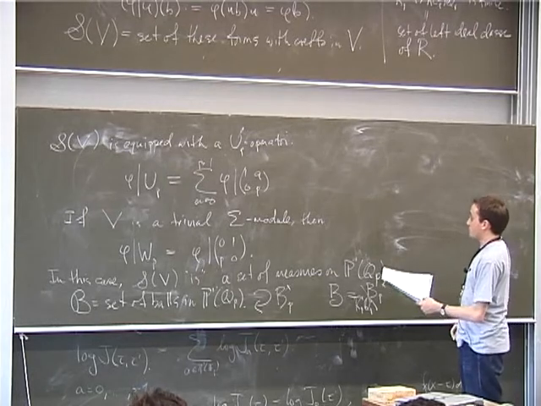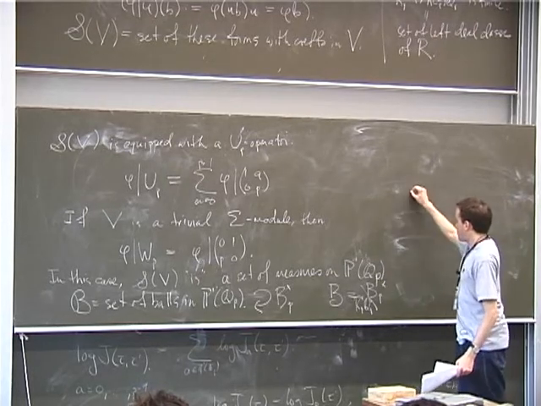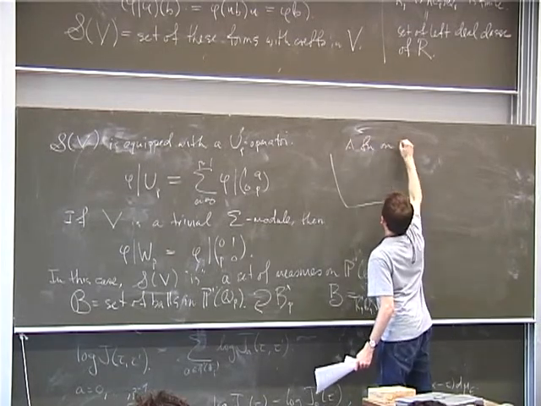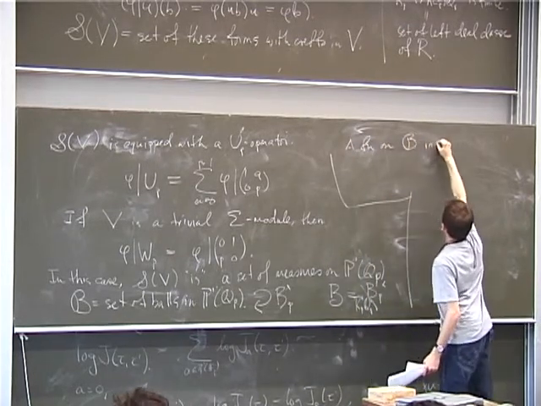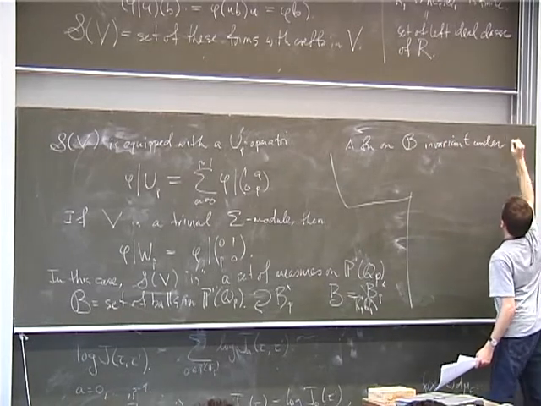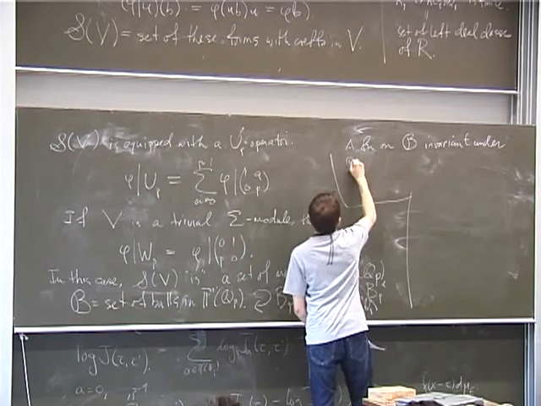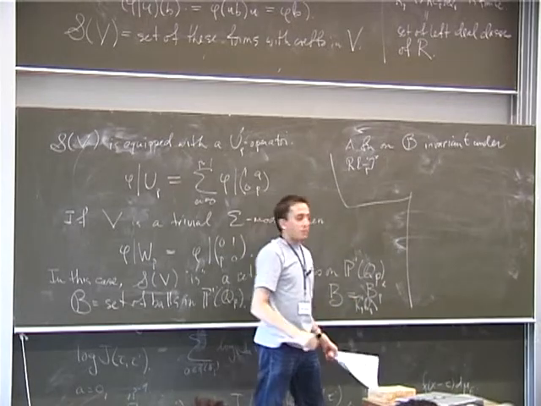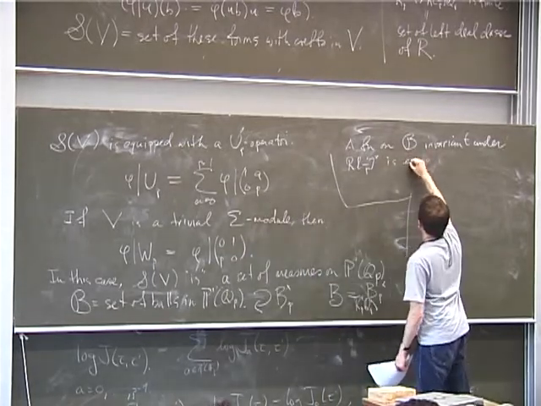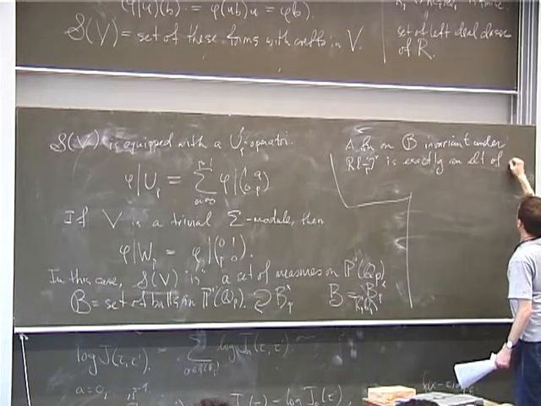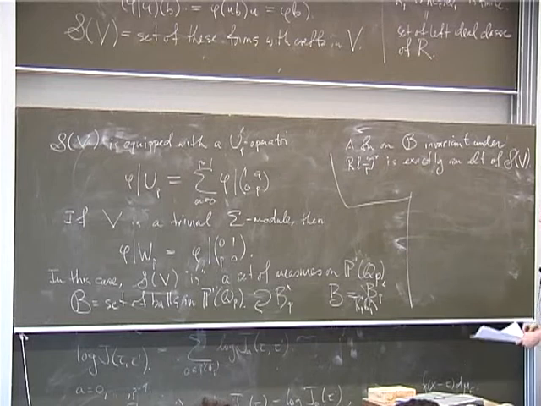So a function on B invariant under R1 over P star is exactly one of these automorphic forms. All right.